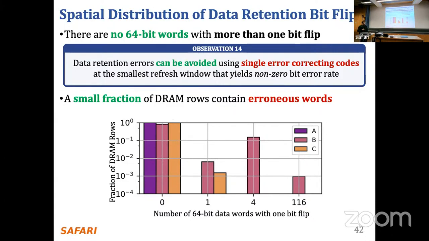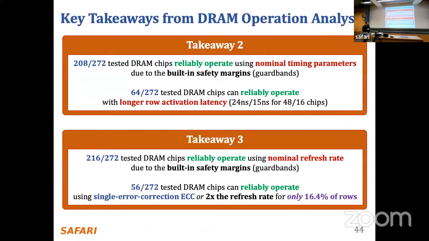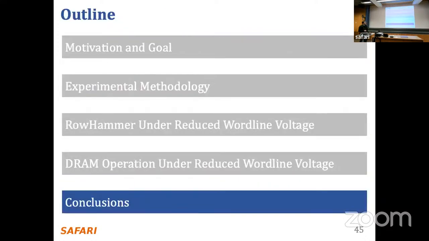So if you don't want to use single error correcting codes, then you can just increase the refresh rate, right? To actually focus on these particular rows. Yeah, so this small fraction of rows on the y-axis, right? And double the refresh rate for them, and then you will be okay. So this is the last takeaway.